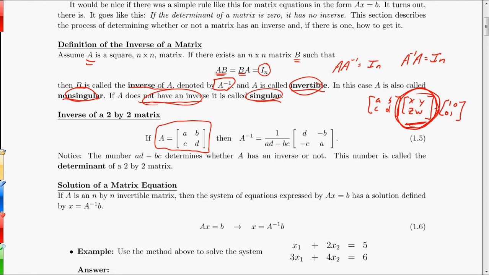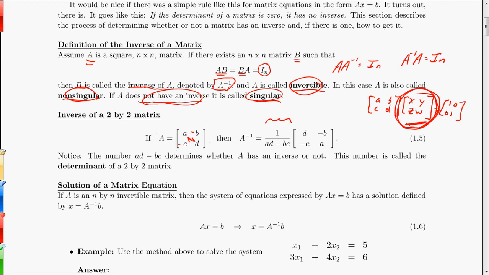There's a number out in front. This is just a scalar. And it's 1 over AD minus B times C. Right, so I get that number out front. And then the matrix looks pretty similar, except that these two get switched, A and D get switched, and B and C get negated. Right?